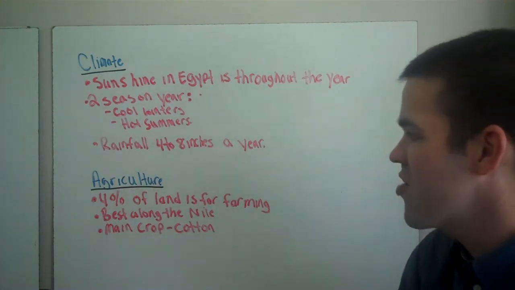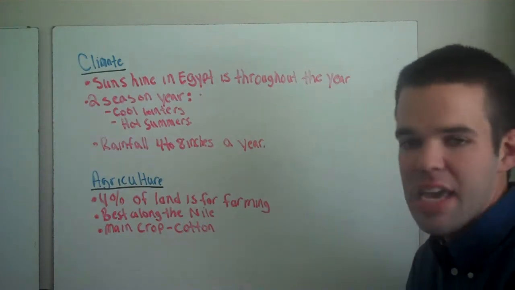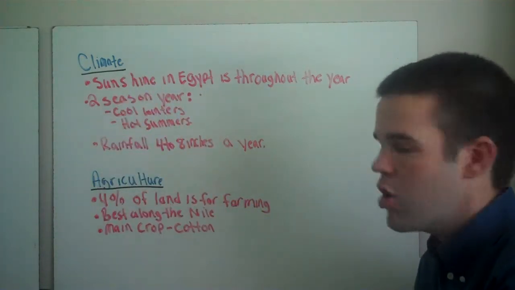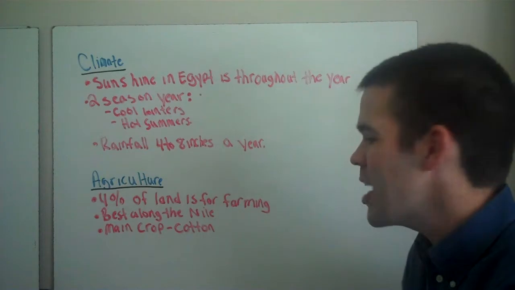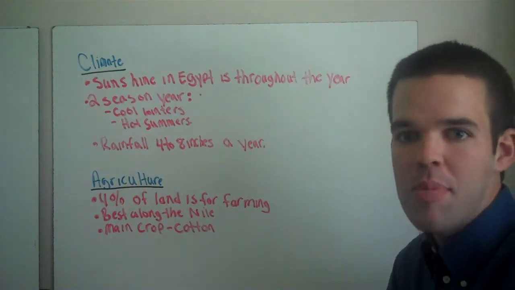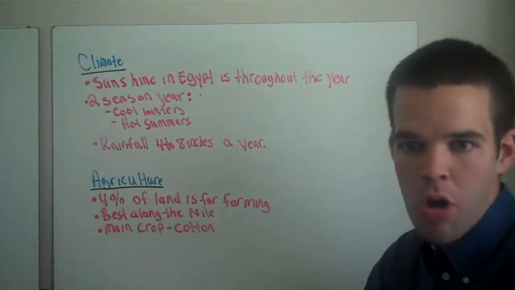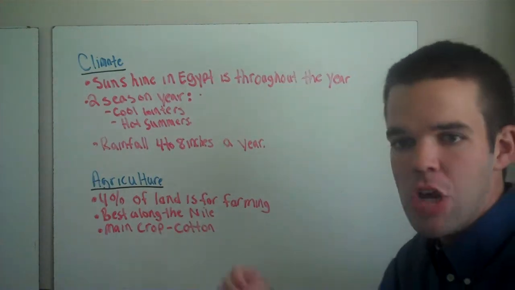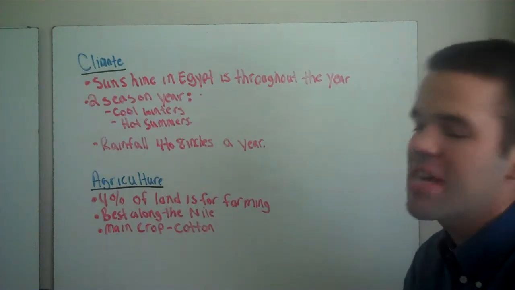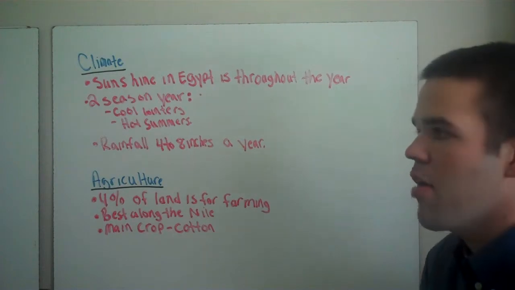Agriculture, as far as farming goes, only 4% of all their land is for farming. It's best along the Nile River or the Black Land. The main crop in Egypt is cotton. Over time, they trade with other areas to bring in more crops, but the main crop that they grow in Egypt is cotton.